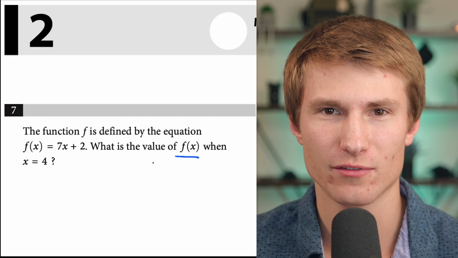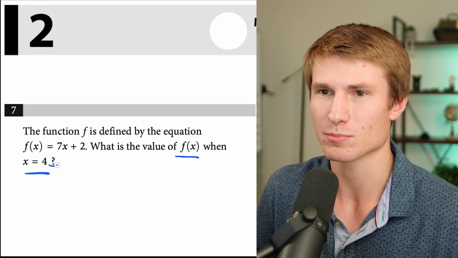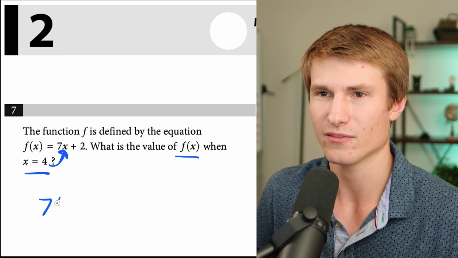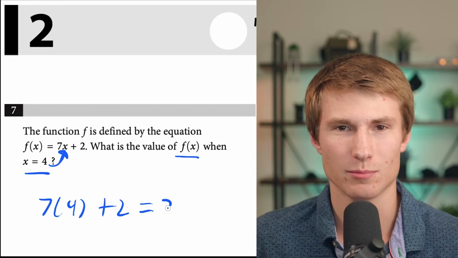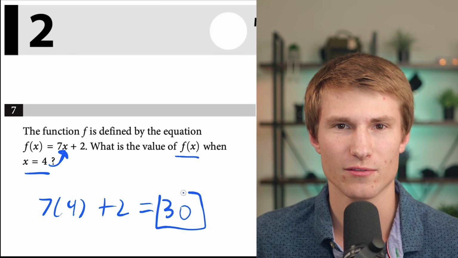What is the value of f of x when x equals 4? Well, all we have to do is plug in 4 for x. So we do 7 times 4 plus 2. 7 times 4 is going to be 28. 28 plus 2 will be 30. 30 is going to equal our value of f of x and be our answer.